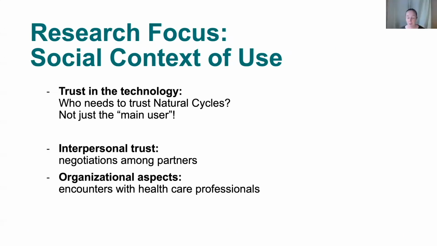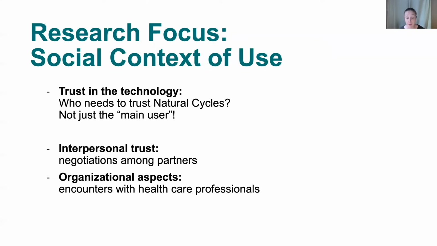And to give you more of a sense of the research focus we're taking in this project, I wanted to say a few words about the social context of use as our focus of study. So if we think of studies on trust and technology, traditionally the focus is often on the main user of the technology. But when we think about who needs to trust Natural Cycles, it becomes quickly quite apparent that there are more people involved in this use situation than just the main user of the system.